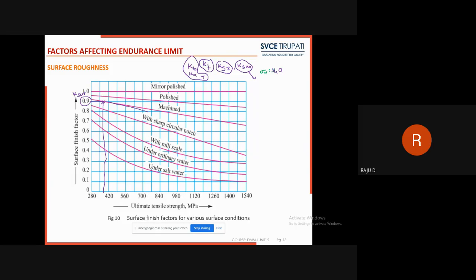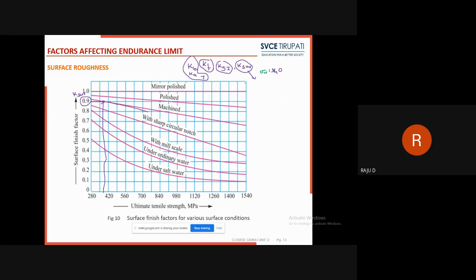All of you clarified? Okay, so this K surface value we are going to take from the graph. Based on the ultimate stress value, you have to take the surface finish factor.